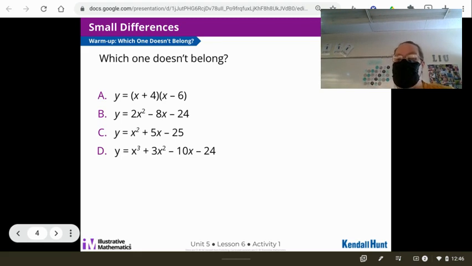Which one are we missing? B. Anyone see what is different about B? Cole, what do you notice? The leading coefficient is 2. Yeah, this is the only one that doesn't have 1 as a leading coefficient. Awesome. So again, think about how these are different. Think about using that vocabulary. I know you were working on coming up with some definitions at the beginning, but practice talking about those.